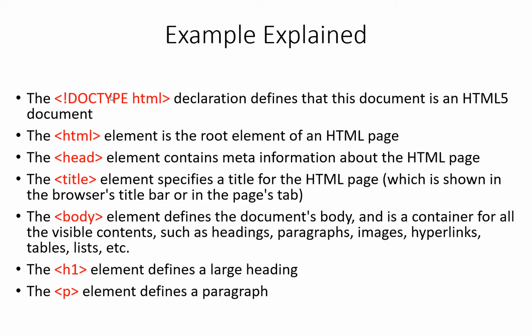So here we see the doctype. This doctype declaration defines that this document is an HTML5 document. The current version of HTML is HTML5. HTML has been through different versions. We have had so many versions. The previous version was HTML 4.01, so the current version is HTML5.